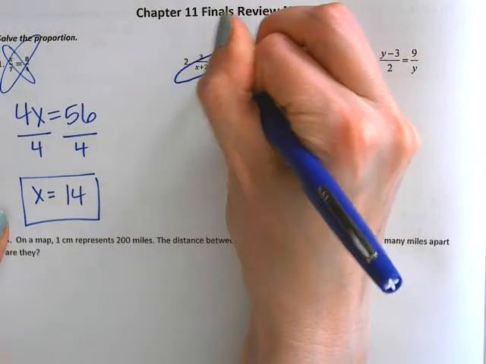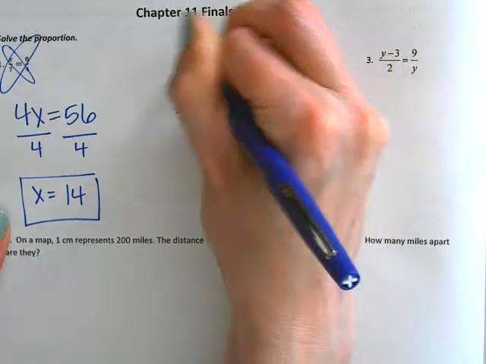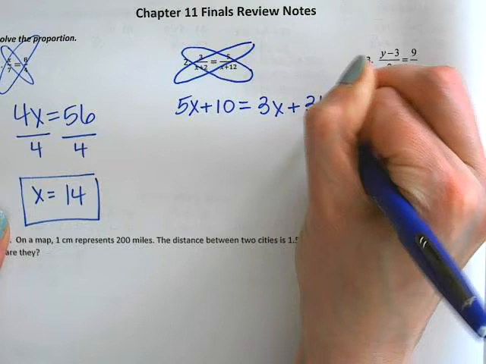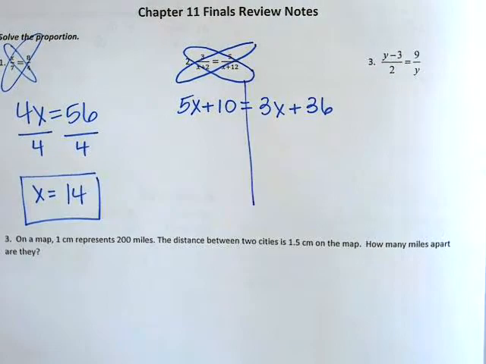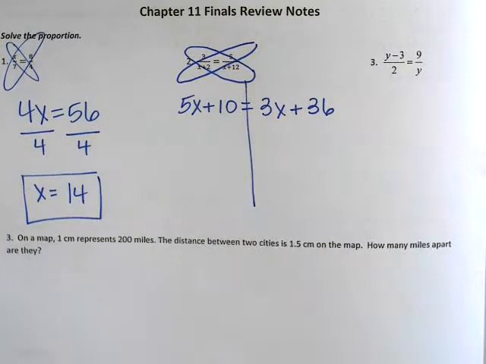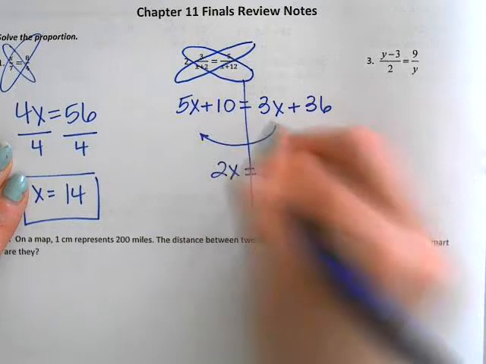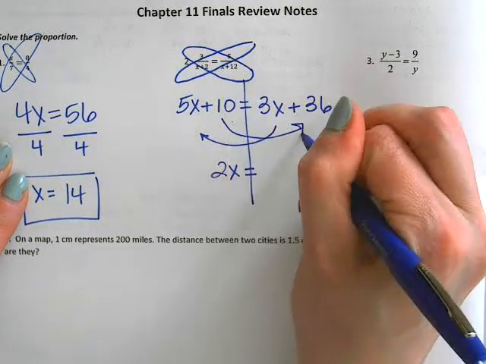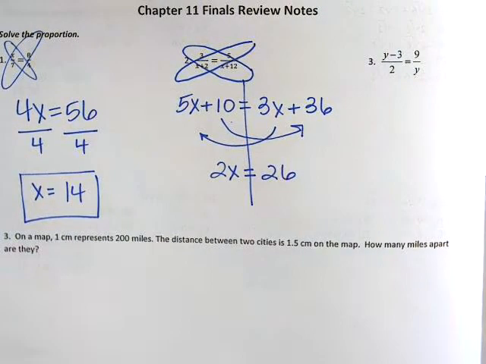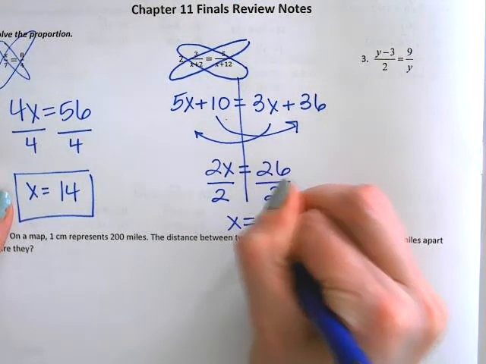Number 2, same thing, cross multiply. Don't forget to distribute. It's 5x plus 10 equals, distribute again, 3x plus 36. And now we draw a wall. We get x's on one side, constants on the other. So if we minus the 3x over, we get 2x. If we minus the 10 over, we get 26. And then if we divide both sides by 2, then x is 13.